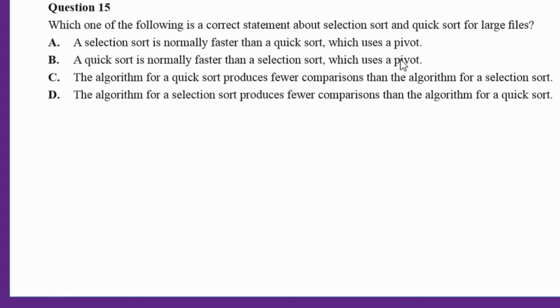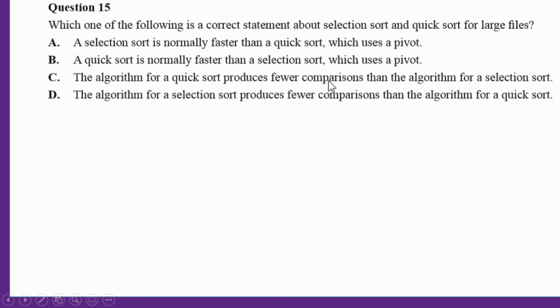Remember, it was quick sort where we partition it and get that middle-ish point that then becomes the pivot for splitting it in two. So B's actually wrong. The first part's right, but this part saying that selection sort uses a pivot is wrong. So forget B. C, the algorithm for a quick sort produces fewer comparisons than the algorithm for a selection sort. That answer is looking very promising. D, so we'll just keep an eye on that answer. D, the algorithm for a selection sort produces fewer comparisons.